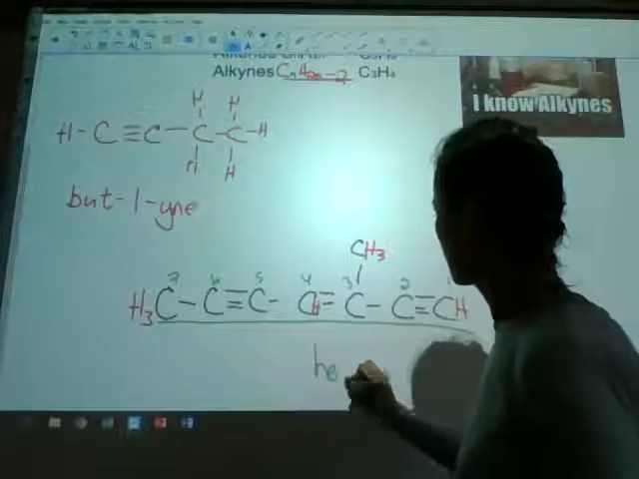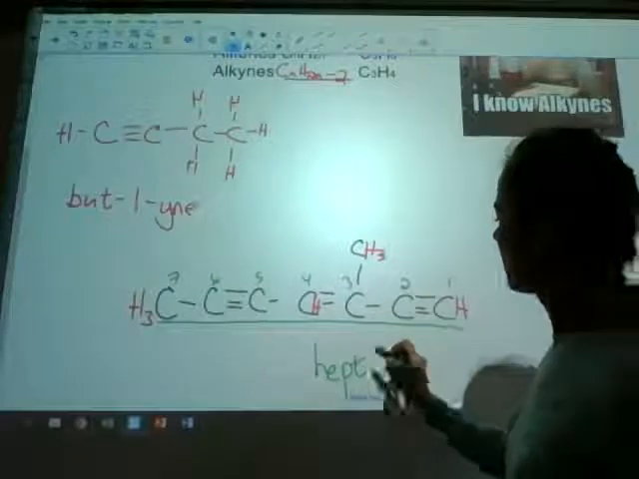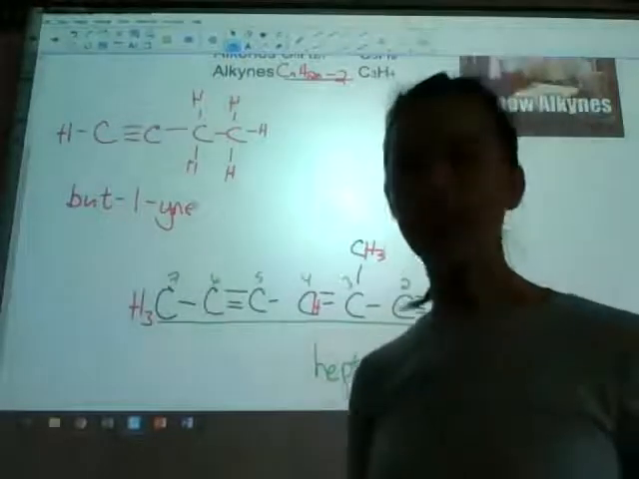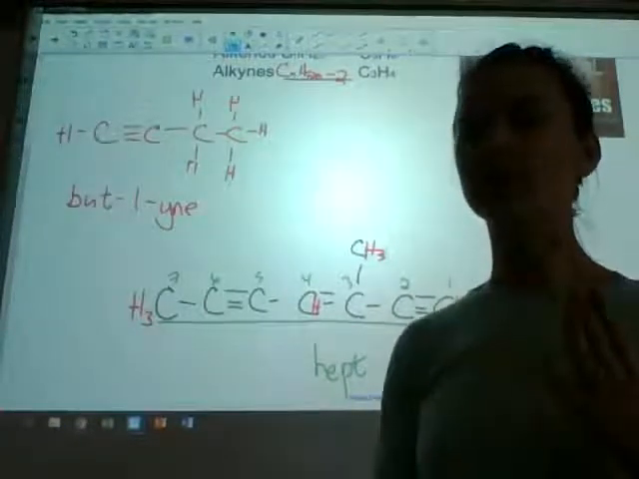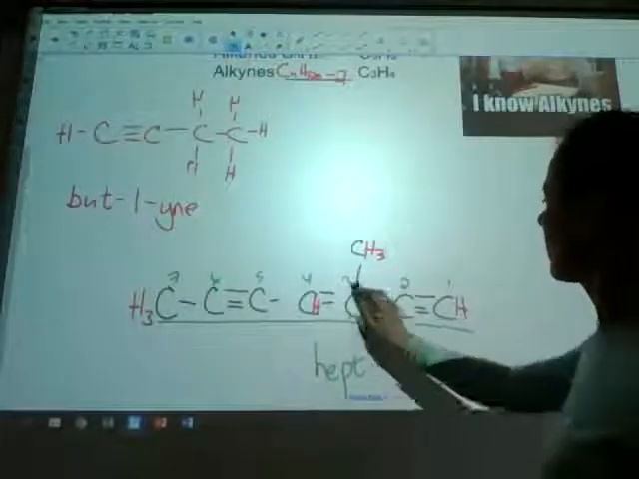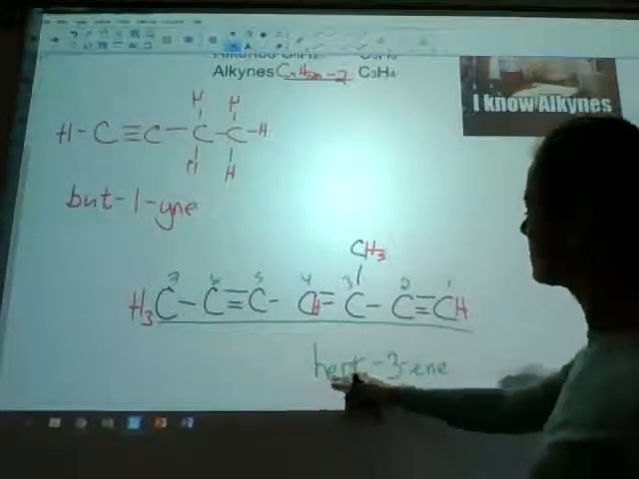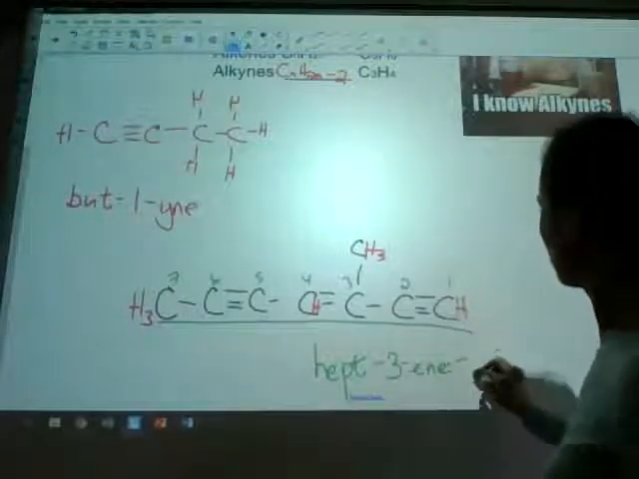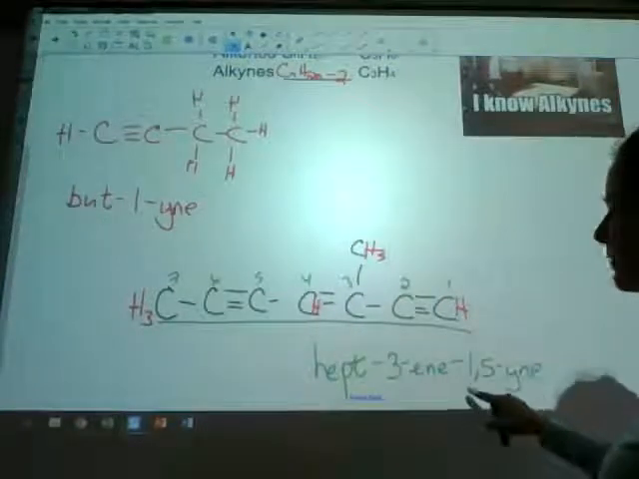So let's just write that down. I have a hept. So hept is the prefix for 7. Now let's look at our double and triple bonds. Now, alphabetically, ene comes before yne. So when I name it, I'm going to put the ene first. So I have a 3 for my double bond. So hept-3-ene means that on a 7-carbon chain, on the 3rd carbon, I have a double bond. And then I also have 1 and 5, I have a triple bond.